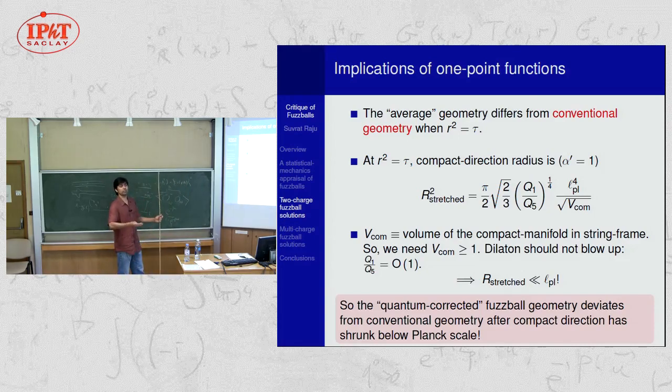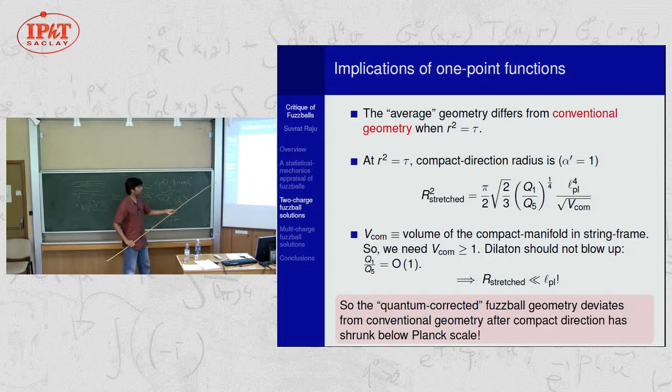So this quantum corrected geometry starts deviating from the conventional geometry once the compact direction has shrunk much below the Planck scale. But well before that, the geometry stopped being reliable, because once the compact dimension became smaller than string scale, you should have T-dualized to another frame where the compact dimension was not smaller than string scale.